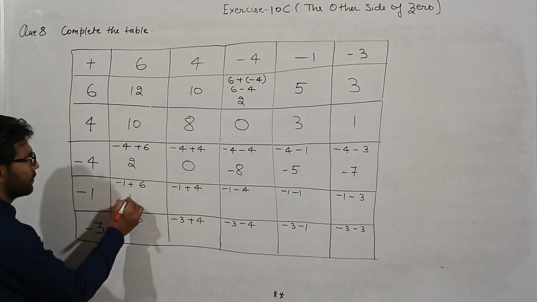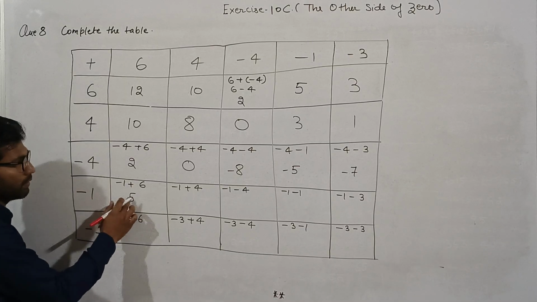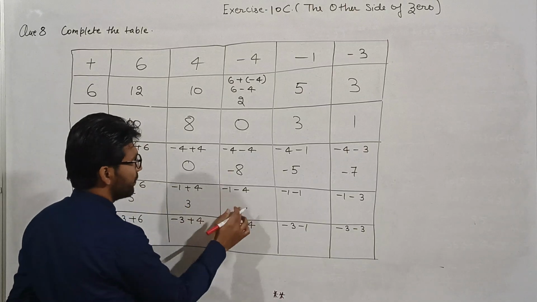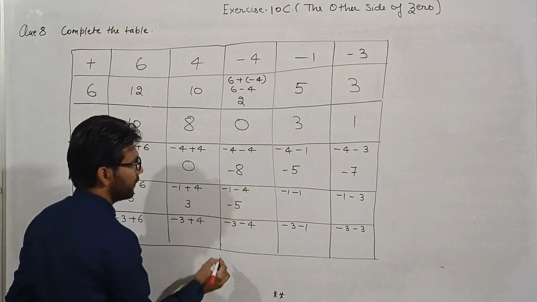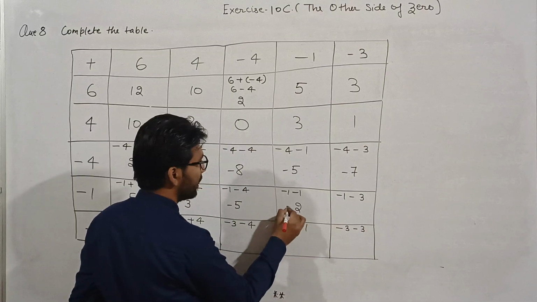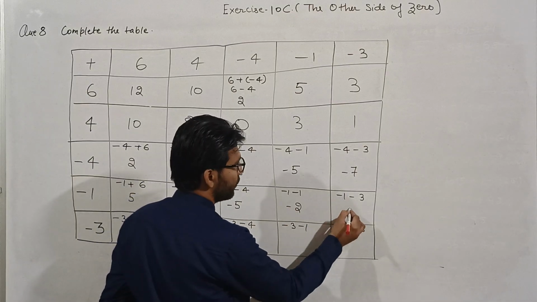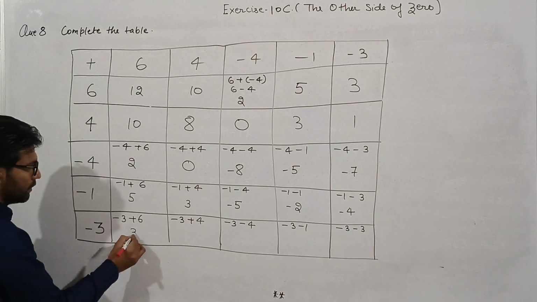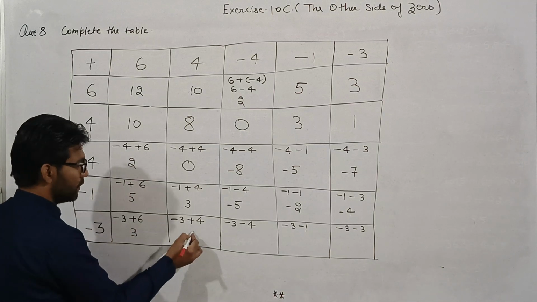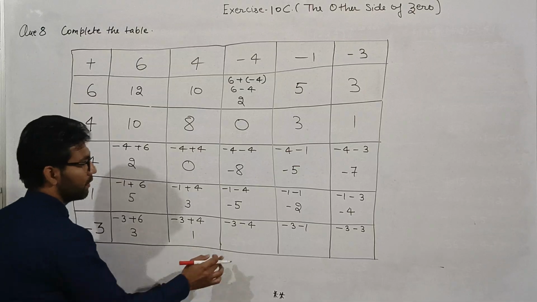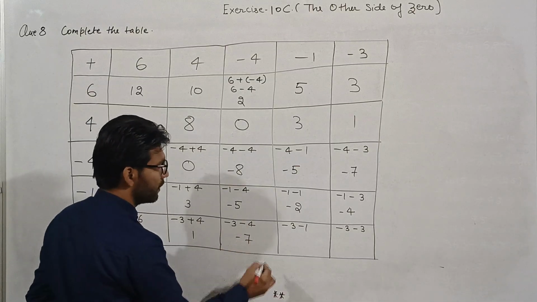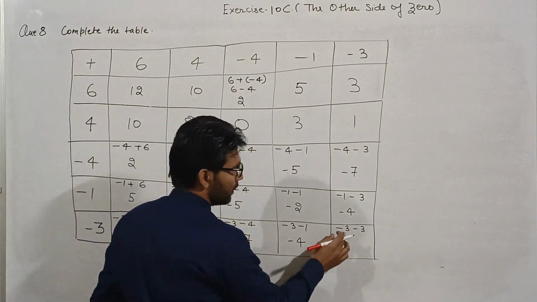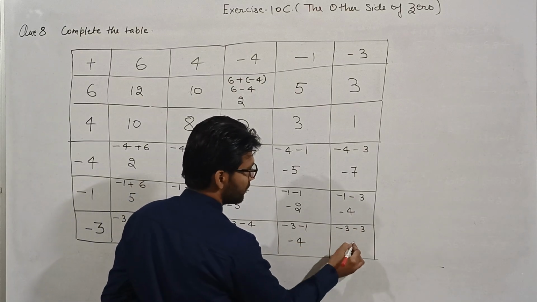Plus minus minus, so 5. 6 is greater, so positive. 4 minus 1 is 3. Minus minus plus: 4 plus 1 is 5, negative 5. 1 plus 1 is 2, negative 2. 3 plus 1 is 4, negative 4. 6 minus 3 is 3. 4 minus 3 is 1, because positive is greater here. Minus minus plus, so negative 7. 3 plus 1 is 4, negative 4. Minus 3 minus 3: 3 plus 3 is 6.